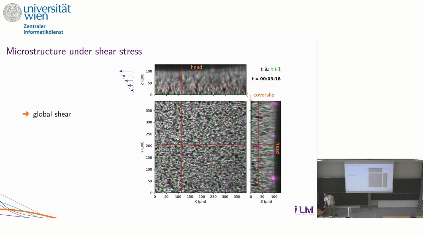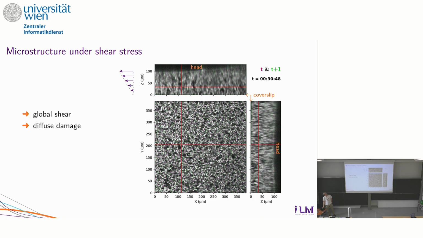And no, the screen is not broken. What I'm doing here is superimposing the time t as a magenta image and time t+1 as a green image. When they superimpose, it's gray, like you see at the bottom. And when they do not superimpose, you see those kind of stripes like that.